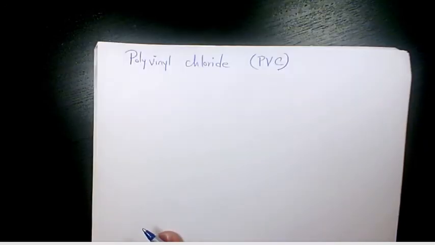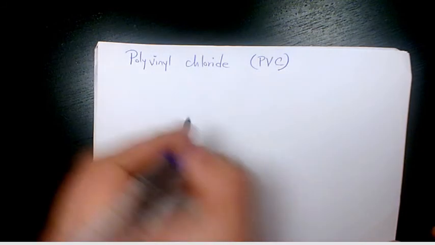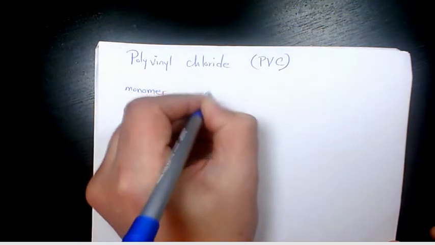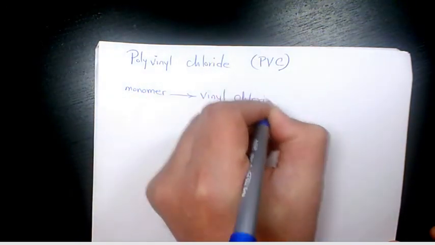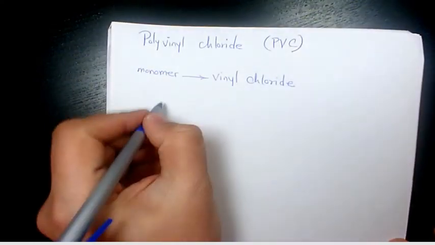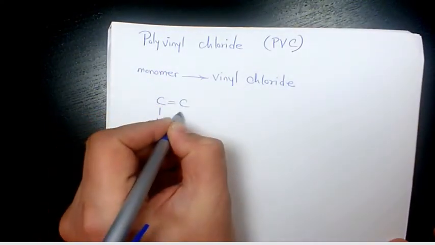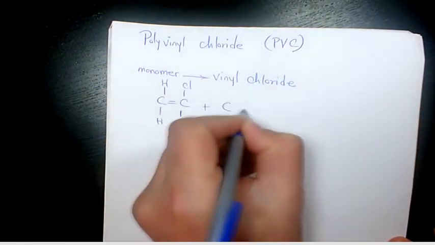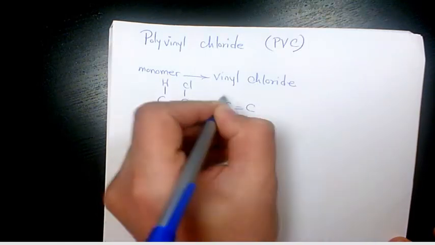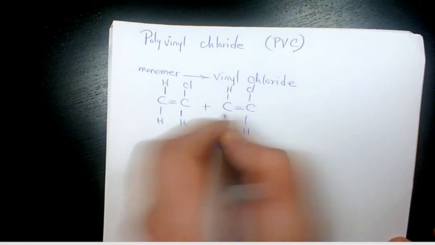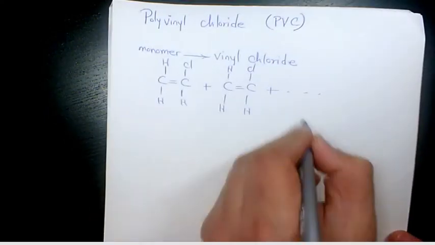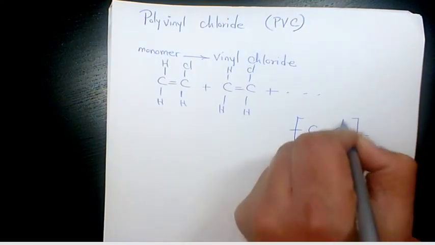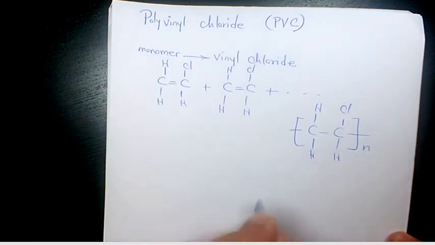So the next example is going to be polyvinyl chloride, where the monomer is vinyl chloride, and it is a double bond, hydrogen, hydrogen, chlorine. It's like that. So the reaction is going to initiate, and they are going to react to each other, and then that produces polyvinyl chloride or PVC.